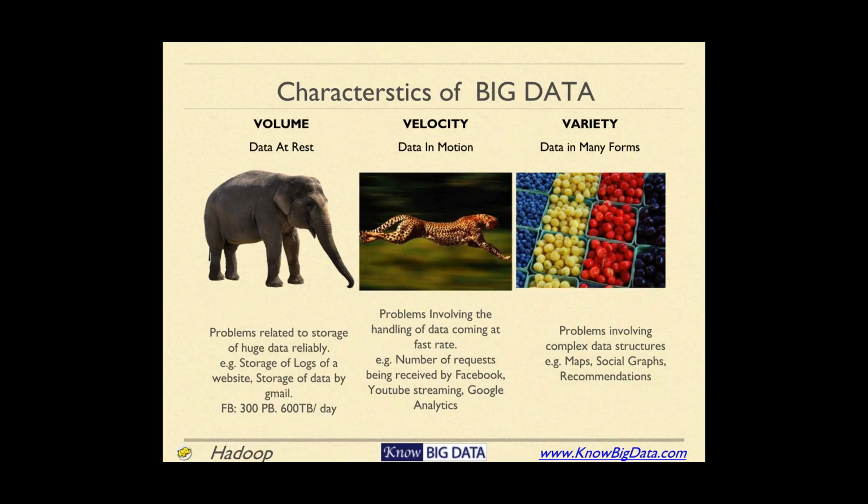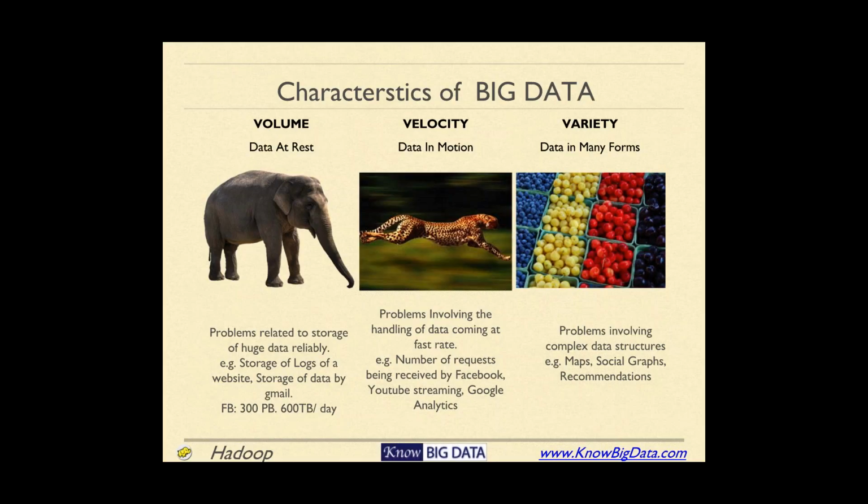So that's the velocity. Third is variety. Variety means the data in many forms. Variety also refers to the variety of problems. There are certain problems or data structures which consume a lot of computing. For example, given a million emails, categorize them into 5 buckets.